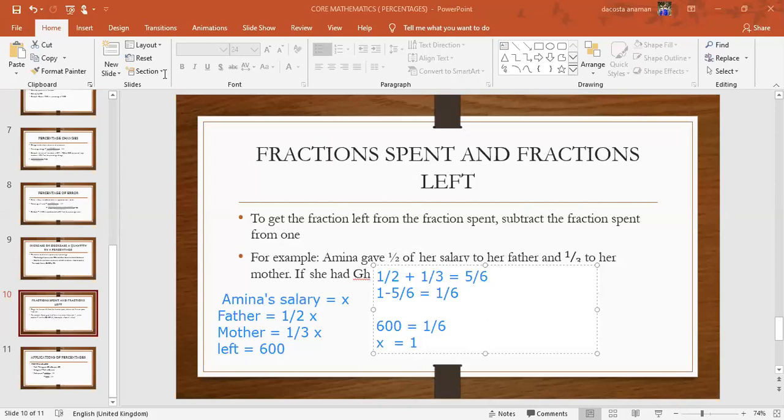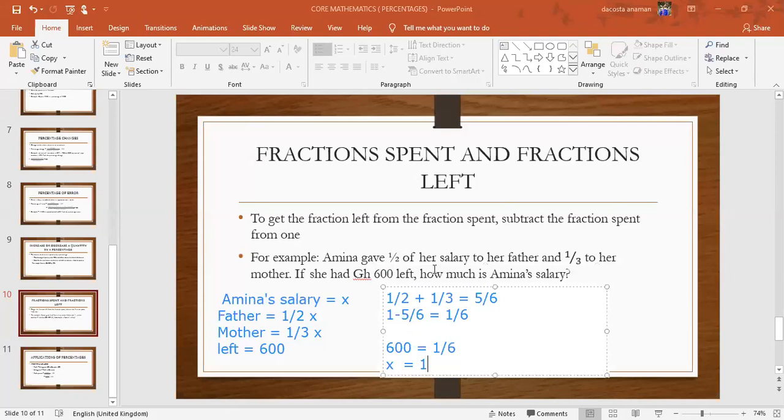Yes, Brigitta, please, can you go back to it for me? Okay. So as I was saying, Amina gave her mother some part of her salary. Let's take it that you have a certain amount of money. We don't know that amount yet. That is the X.